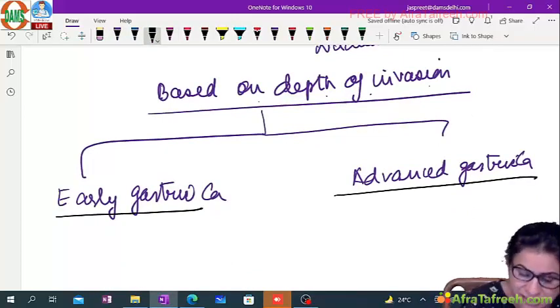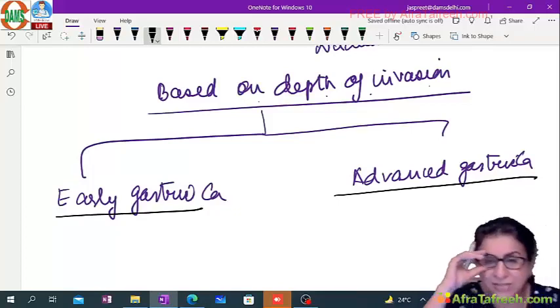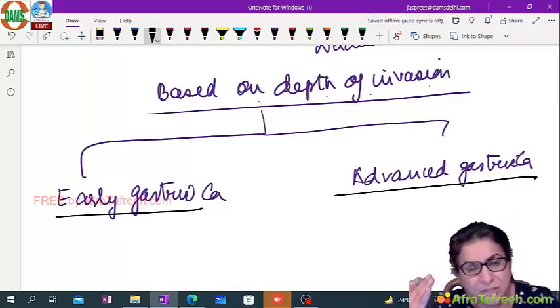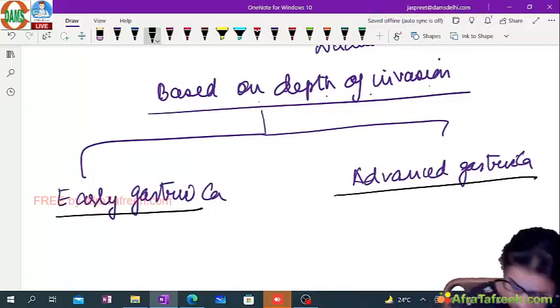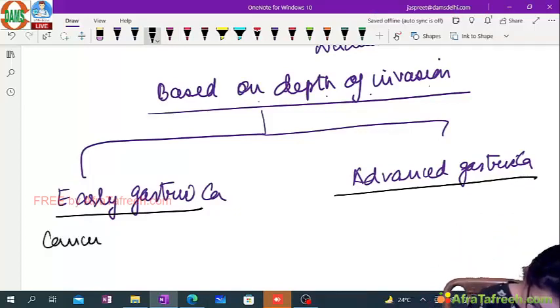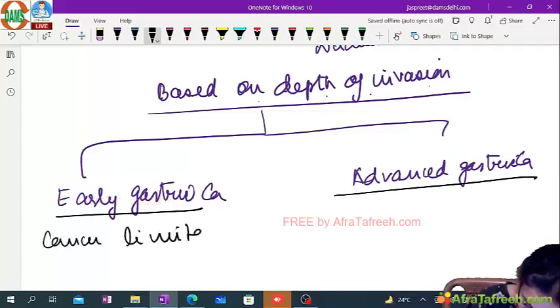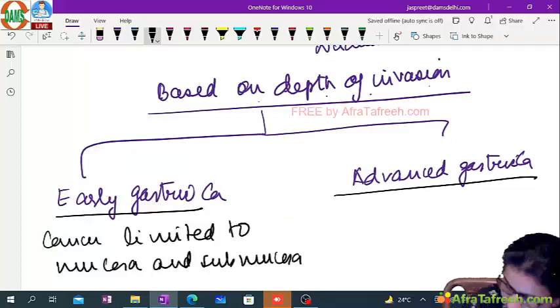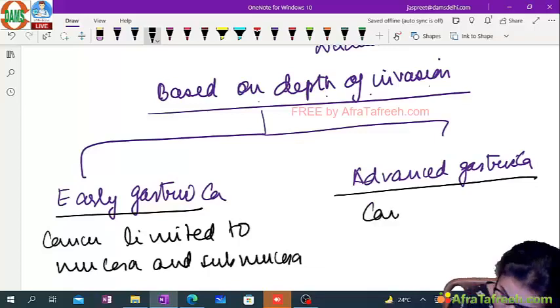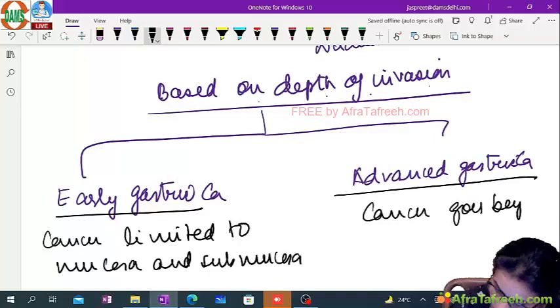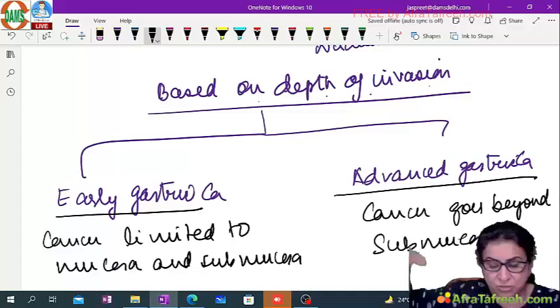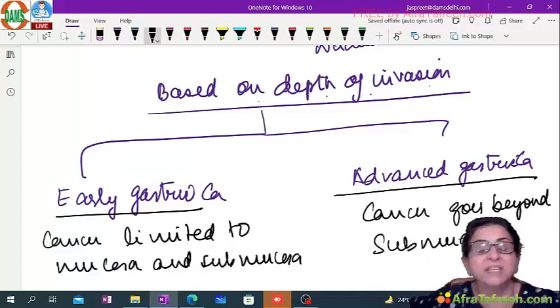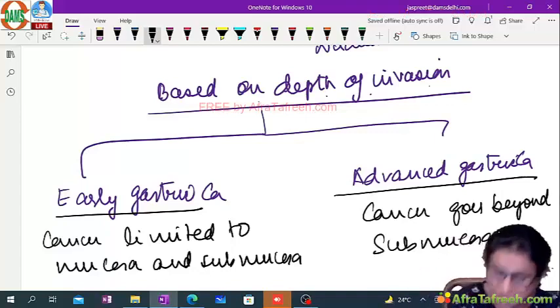What is early gastric cancer? Early gastric cancer is limited to the mucosa and submucosa. And advanced gastric cancer is cancer that goes beyond the submucosa. It goes into the muscularis propria, it goes into the serosa, and can even go out of the stomach. So that is advanced gastric cancer.